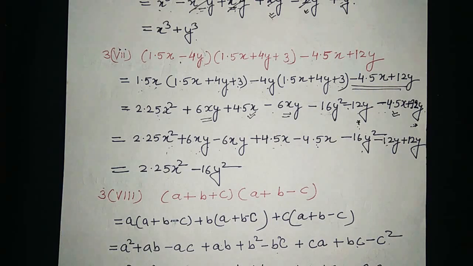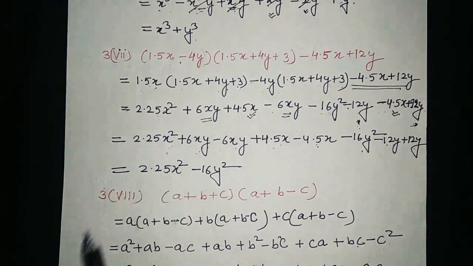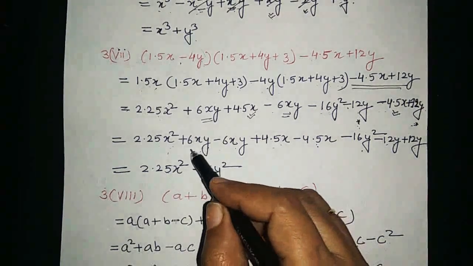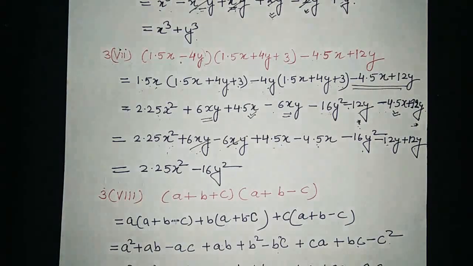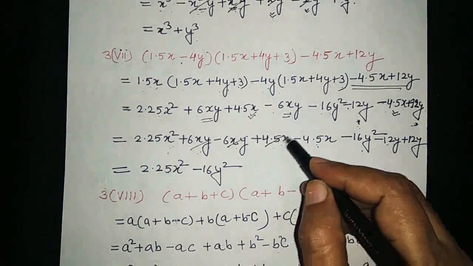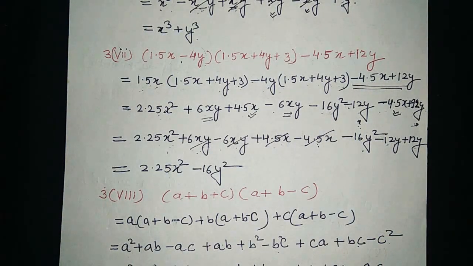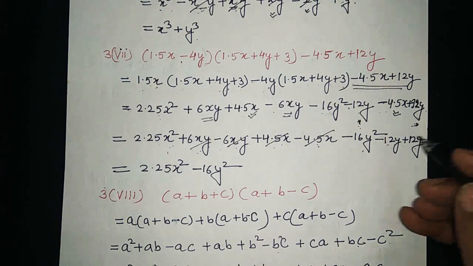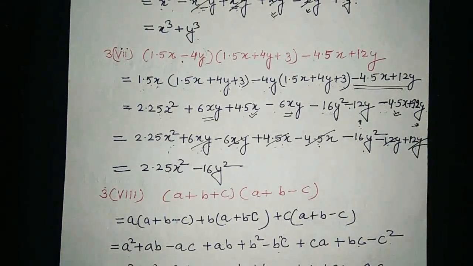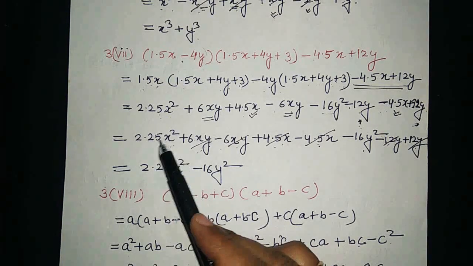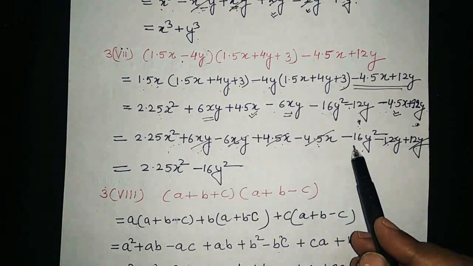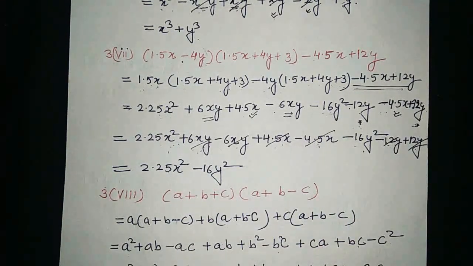Now we will solve like terms. Okay. 2.25x square we will write, plus 6xy minus 6xy, 0 will come. Plus 4.5x minus 4.5x, 0 will come. Okay. And here minus 12y and plus 12y, if we solve we get 0. So the result is 2.25x square minus 16y square.